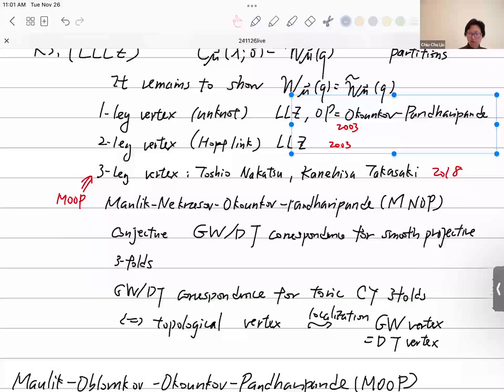Sorry, may I have, I can actually stop here, or should I? So yeah, maybe so here is some relation between the topological. Okay, so this is the old story.